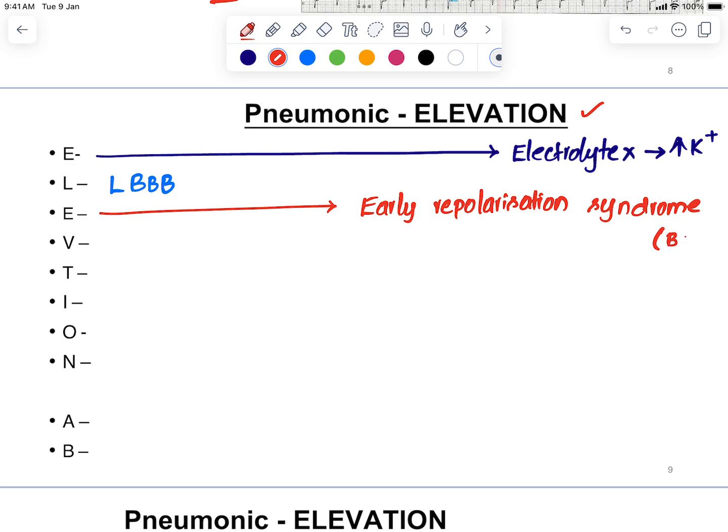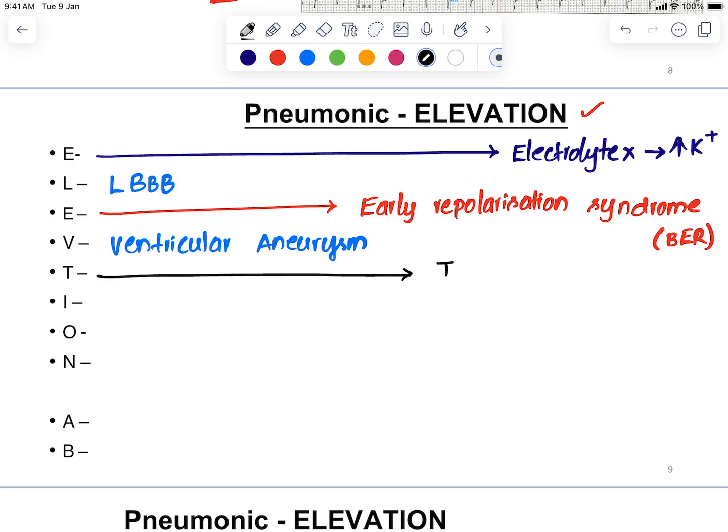Early repolarization syndrome, which is also called benign early repolarization. And the letter V stands for ventricular aneurysm. Right? And the letter T stands for trauma. And what is that particular trauma? This is trauma to the chest or trauma to the pericardium in the form of pericardiocentesis.